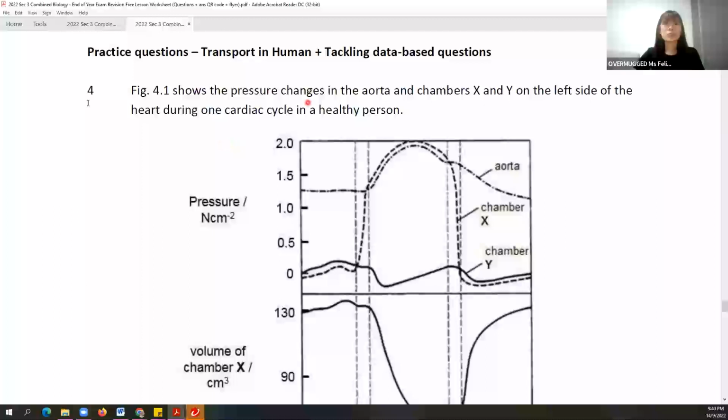Okay, so I will continue on for this question. Same thing, I won't go through every single question. I'll just go through the main points on how you tackle the question, then you do it on your own at home. Okay, so for question number 4 here, database question. They said that the graph shows the pressure changes in the aorta.